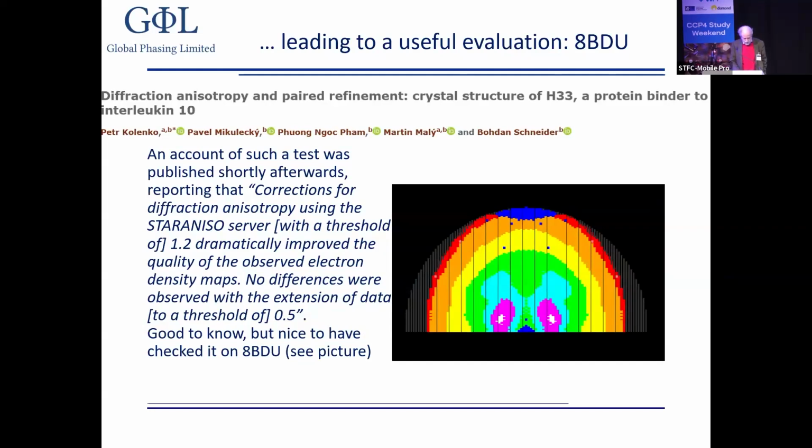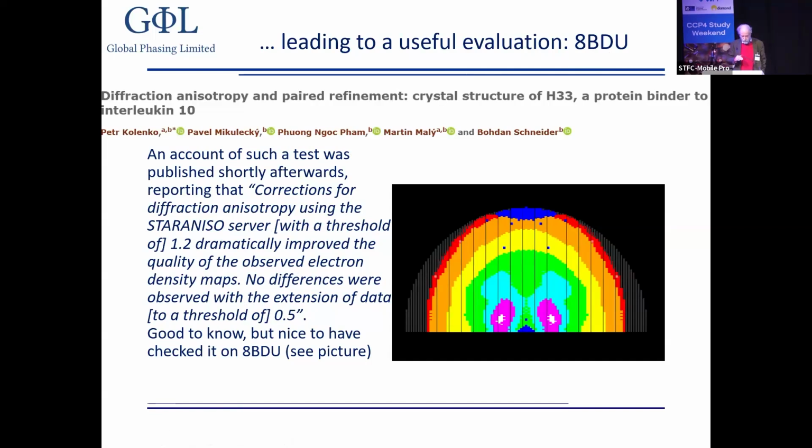And here, I'm afraid, PowerPoint has again played tricks and lost some formatting. But there was a paper by the PRF group in Czech Republic, reporting having done exactly that on this structure, for which the PDB entry ended up being 8BDU. They said that corrections for diffraction anisotropy using the StarNISO server with a threshold of 1.2, which is the default, dramatically improved the quality of the observed electron density maps. And no differences were observed when that threshold was lowered to 0.5. So Ian Tickle's nose in choosing 1.2 was pretty good.